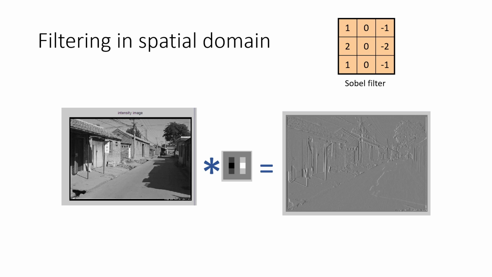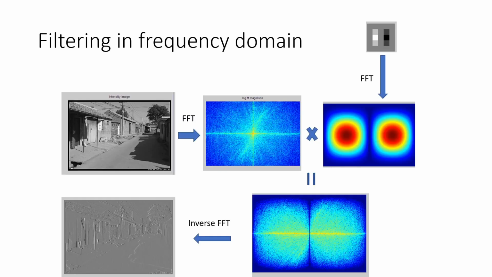However, if we use the Fourier transform, then given the input image, we generate its signal in the frequency domain. It will be like this. And the Sobel filter can also be converted into the frequency domain. It will be like this. And there is a very useful property: if we do convolution in the spatial domain, it is equivalent to multiplication in the frequency domain.